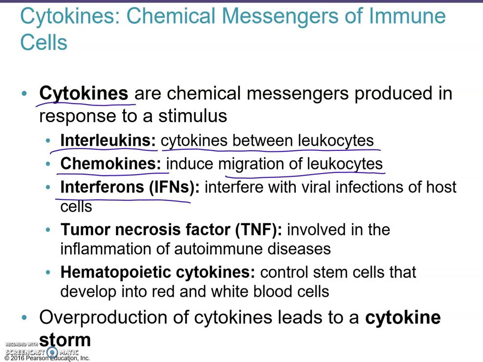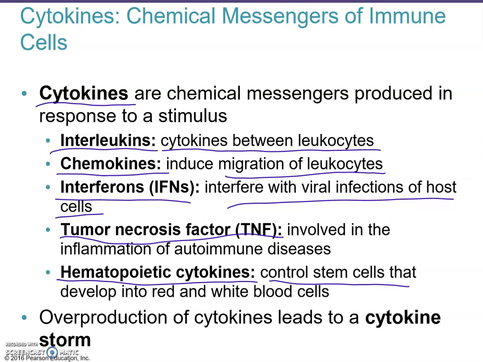Interferons, also cytokines, interfere with viral infections of host cells. They're used to communicate from one cell to the next that viral attack is imminent, to guard yourself. So interferons are mostly associated with viral infections. Tumor necrosis factor, TNF, is involved in the inflammation of autoimmune diseases. Hematopoietic cytokines: hematopoietic cells are stem cells that make all sorts of white blood cells. They control stem cells that develop into red cells and white cells.